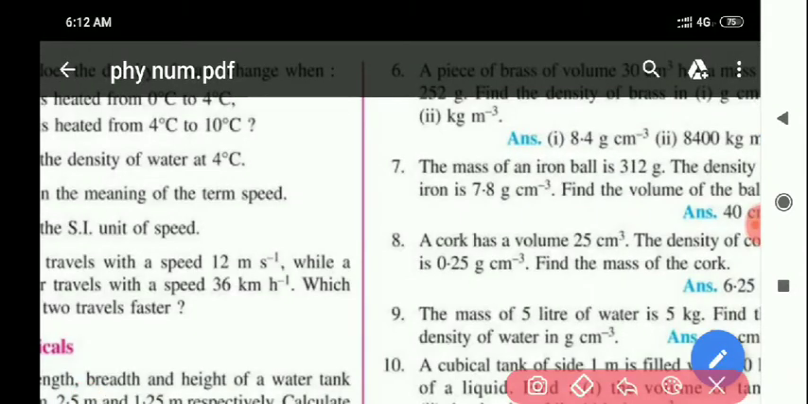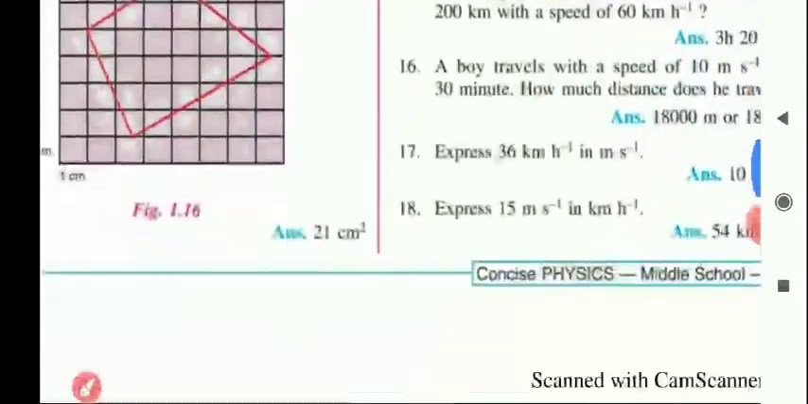The mass of an iron ball is 312 gram. The density of iron is given 7.8 gram per centimeter cube. So mass is given, density is given, and we have to calculate the volume of the iron ball. So how we will calculate the volume of iron ball? Come to question number 7.